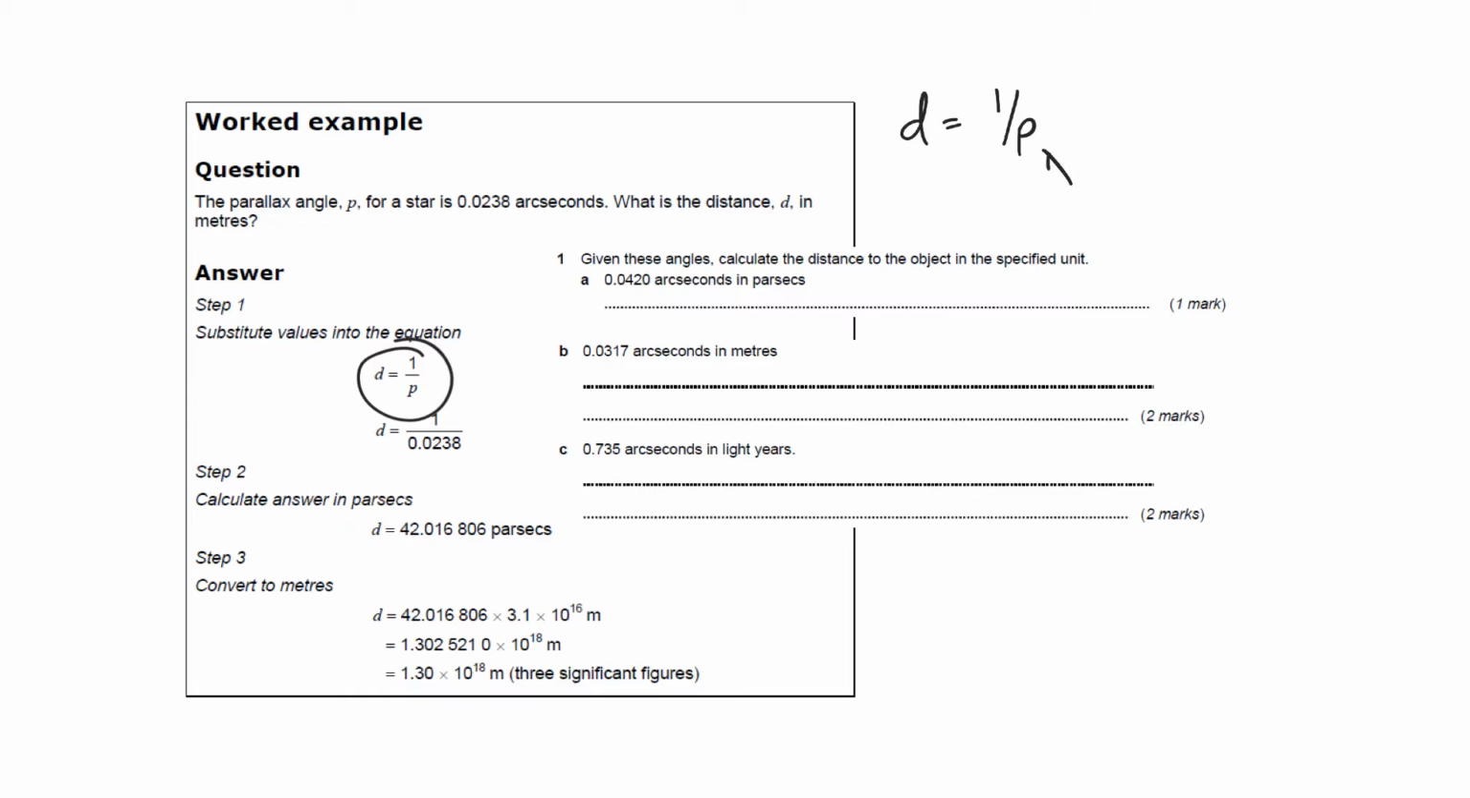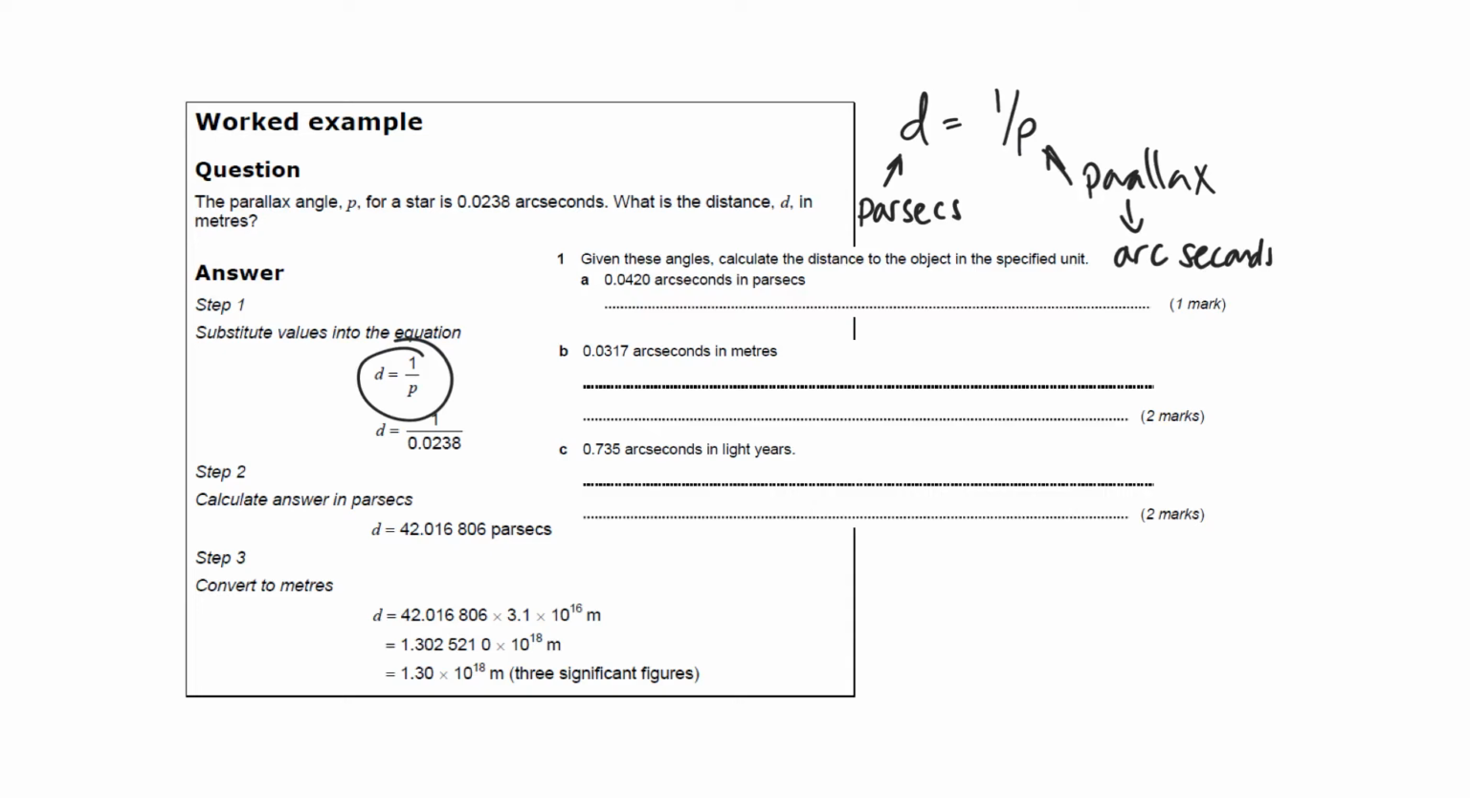But as it says, the parallax angle is p. Because that's in arc seconds, and it always has to be in arc seconds, this equation only works when the parallax angle is in arc seconds. And d is our distance, which has to be in parsecs for this equation to work. So you may have to convert into arc seconds, or into parsecs, but for now we don't need to. So we've got 0.042 arc seconds in parsecs.